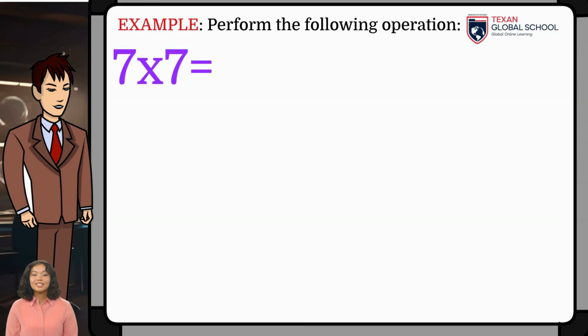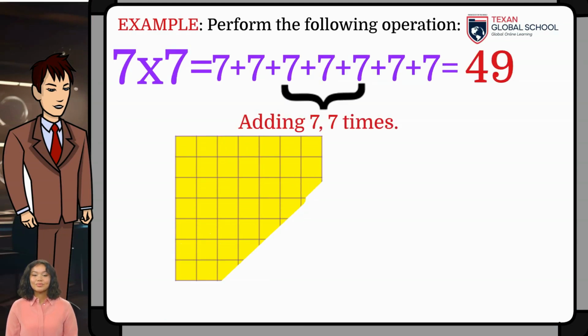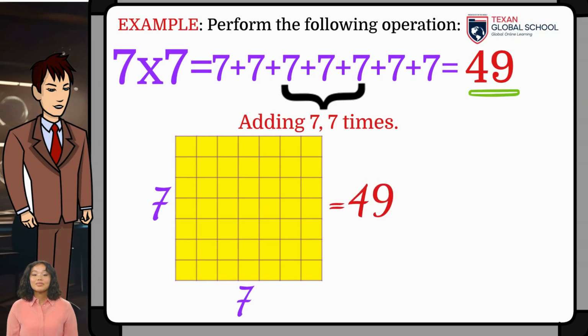Then, multiply 7 by 7. So, we add 7 7 times. Therefore, 7 times 7 is 49. The model represents 7 rows by 7 columns, so we have 49 ones. Thus, we conclude that 7 times 7 is 49.